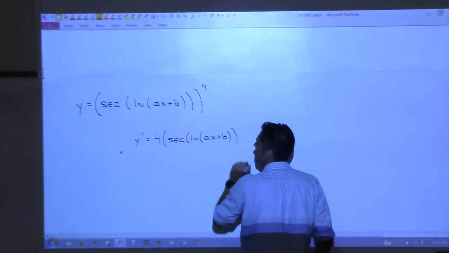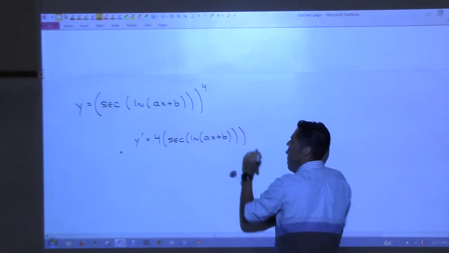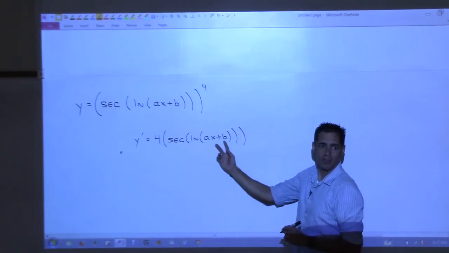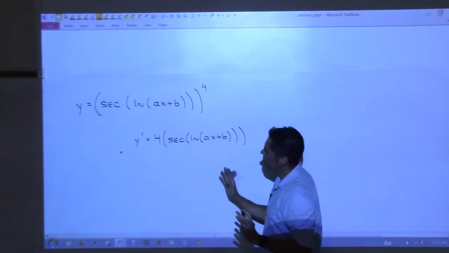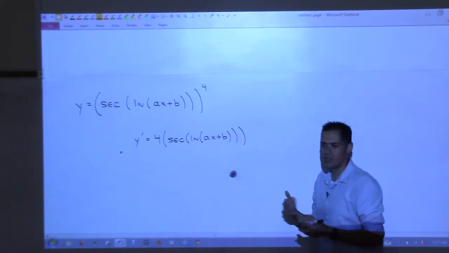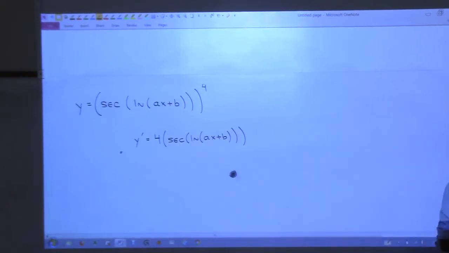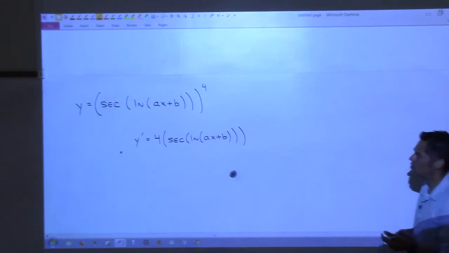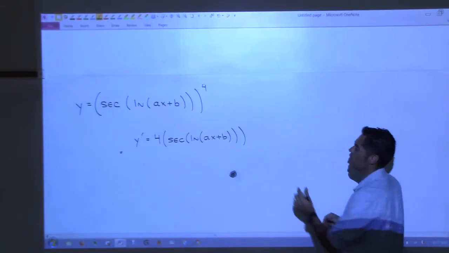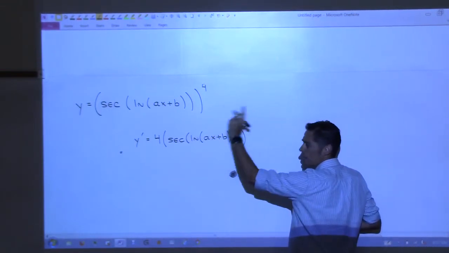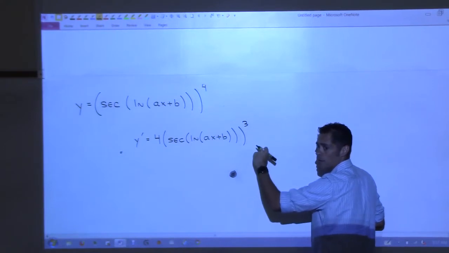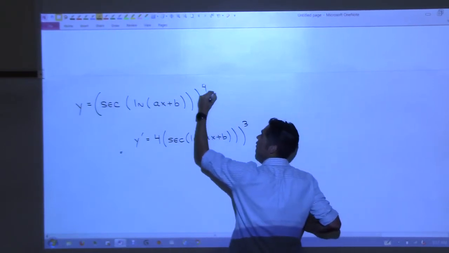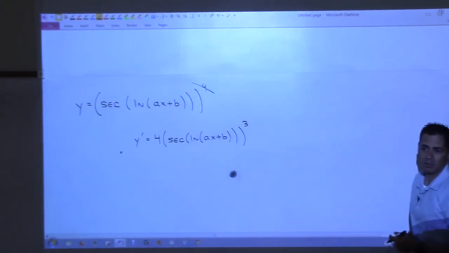By the way, x is the variable here. A and b are constants. Unless someone tells you differently, always assume x is your variable, and any other letters in there are going to be constants. The book does mention that somewhere in the beginning. So am I done? I'm missing something here. Cubed. Okay, so the 4 came out, the power comes down by 1. So all I've done right now is I've taken the derivative of that part.